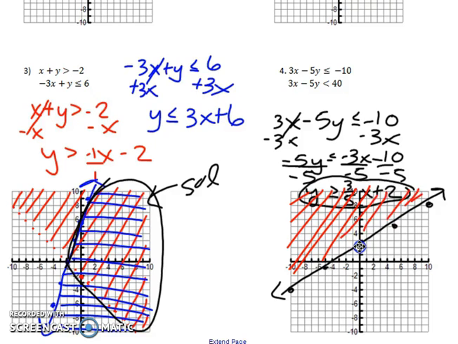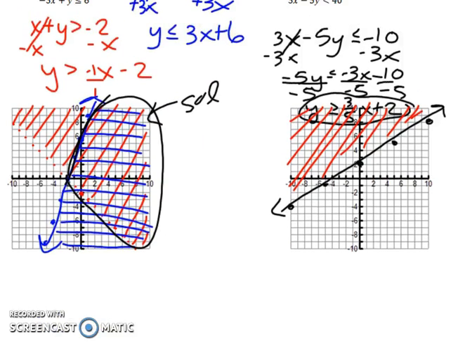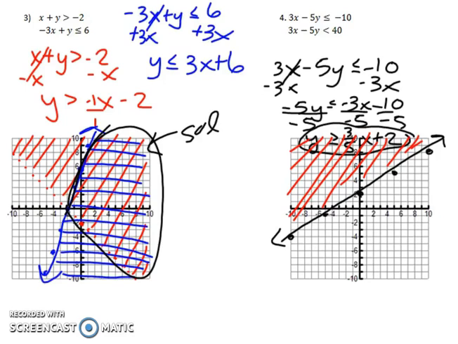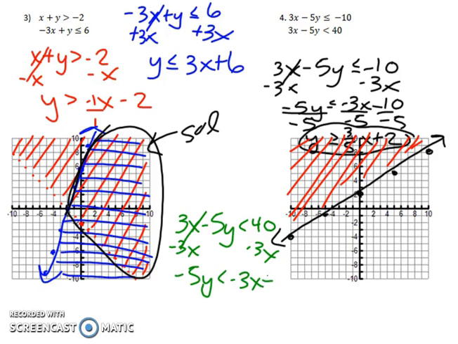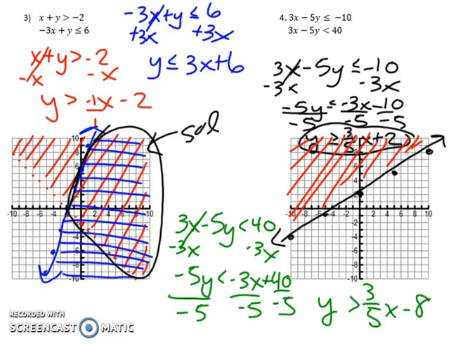Okay. So now let's change this equation down here. So I would have 3x minus 5y is less than 40 minus 3x. Negative 5y is less than negative 3x plus 40. Divide by negative 5 on all of those, and you would have to change your sign and get positive 3/5 x minus 8. So notice those have the same slope, but we're not going to write no solution on them yet because we have to graph them.